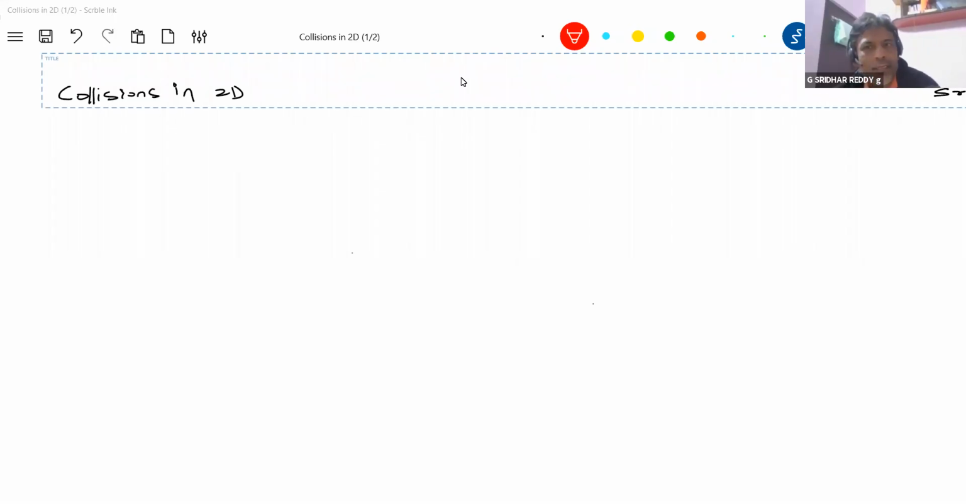Today's class will discuss collisions in two dimensions. This week's syllabus covers collisions in two dimensions, different types of impulse, and the variable mass concept. All these are part of the syllabus. I'll begin with collisions in two dimensions.